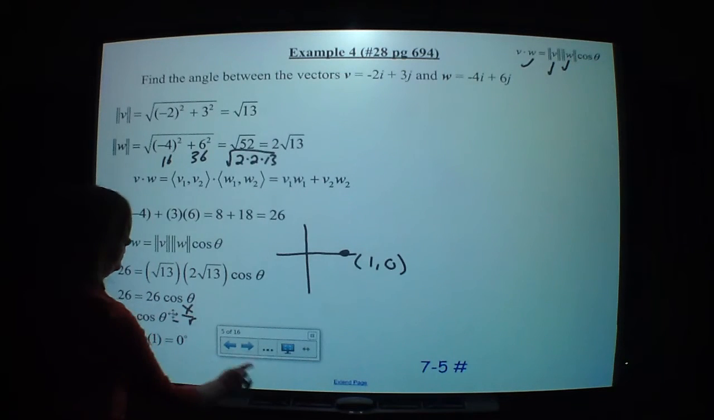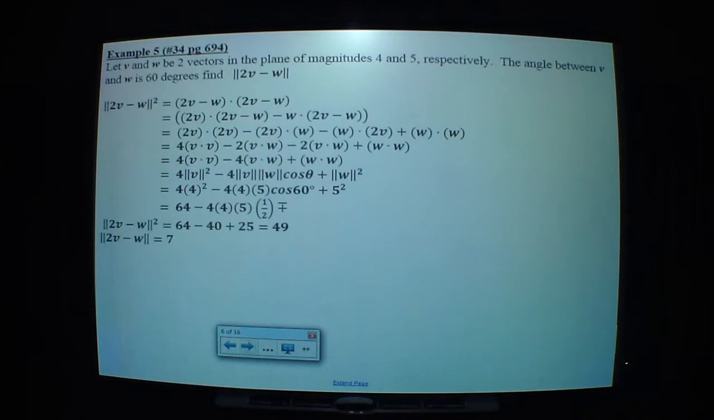Example 5. Let W and V be two vectors in the plane with magnitudes of 4 and 5. So V and W are two vectors. V has a magnitude of 4. W has a magnitude of 5. The angle between V and W is 60 degrees. Find the magnitude of 2V minus W.